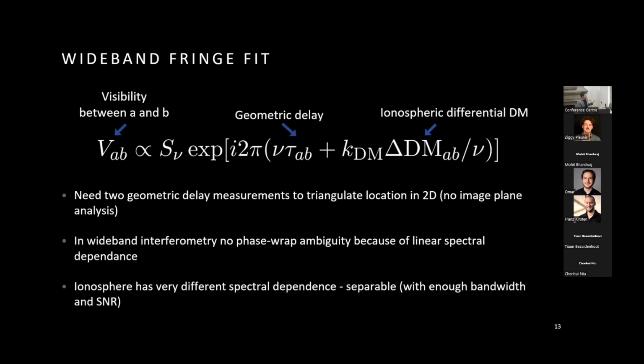Similarly, the ionosphere is really hard at our frequencies, but because that delay is dispersive, right? That also causes delays between our stations, but it looks very different as a function of frequency. So if in the phase of the visibility you can see the difference between the linear frequency dependence of the geometric delay and the 1/frequency dependence of the dispersive delays from the ionosphere, you should be able to separate these and have all the information you need, given enough bandwidth and enough signal to noise.